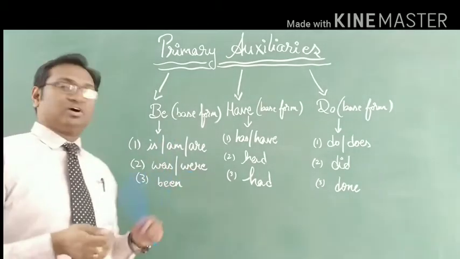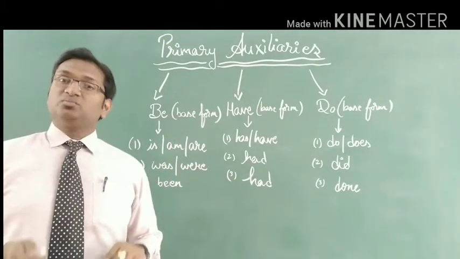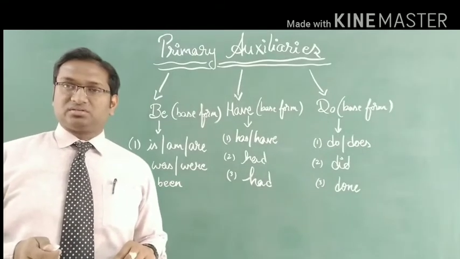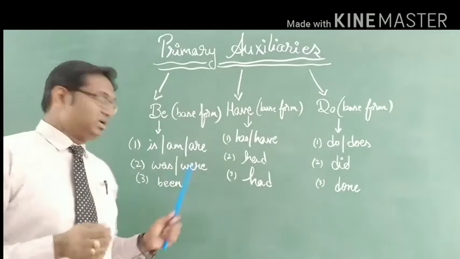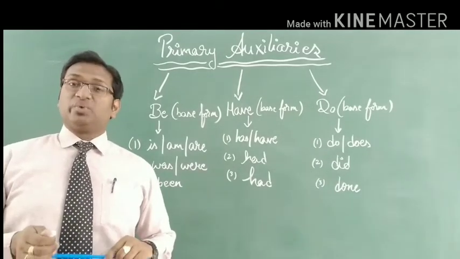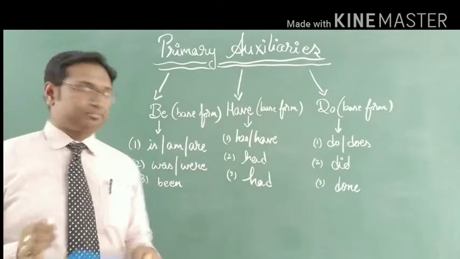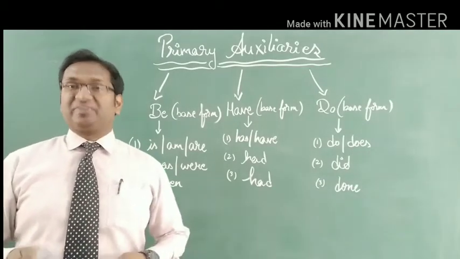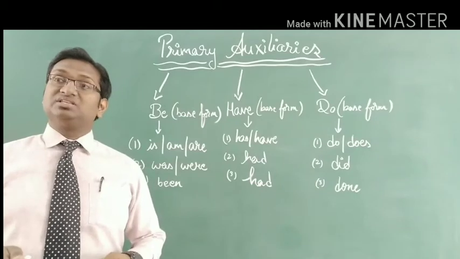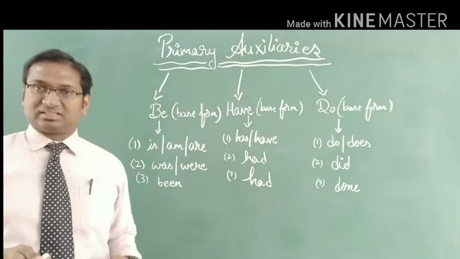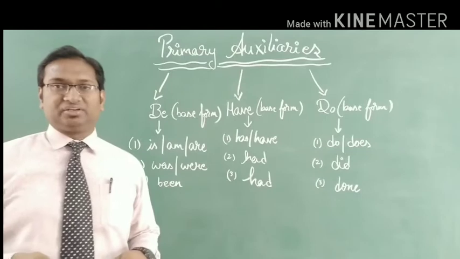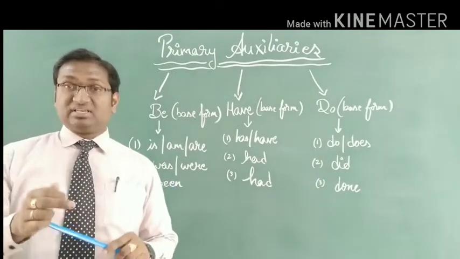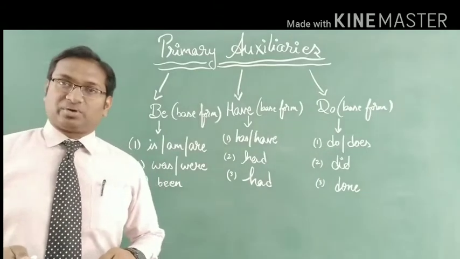Next, was, were. He was, she was, it was, I was. And were: you were, we were, they were. Been, now been is used for perfect tenses, and tenses we'll do afterwards. So been is used for perfect tenses and for passive voice.